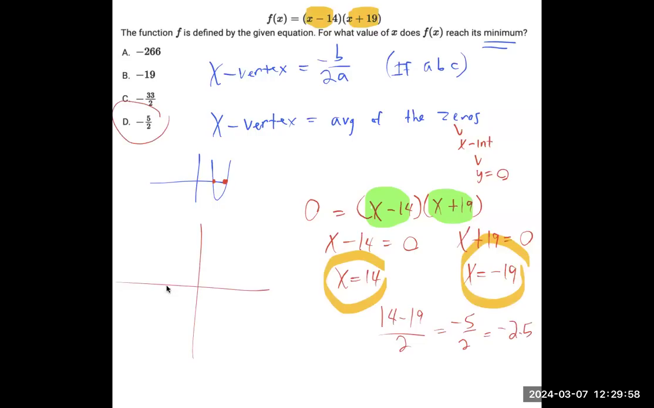So just to reiterate what we did here, we saw that this thing is hitting at 14 and at negative 19. And we know that parabolas are symmetrical. So we took the average of the two x-intercepts, 14 and minus 19. We did 14 minus 19 over 2, and we found that the x value of the vertex is at negative 5 over 2, which is answer choice D.